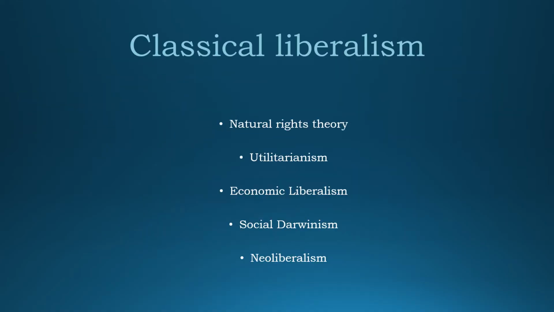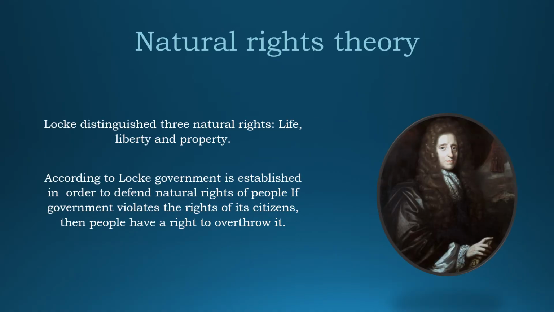Classical liberalism consists of the following doctrines and theories: natural rights theory, utilitarianism, economic liberalism, social Darwinism, and neoliberalism. The natural rights theorists such as John Locke and Thomas Jefferson had a considerable influence on the development of liberal ideology. According to them, rights are natural because the nature of God gives them to people. So Locke distinguished three natural rights. Those are life, liberty, and property. According to him, government is established in order to defend natural rights of people, and if government in any way violates the rights of its citizens, then people have a right to overthrow it.